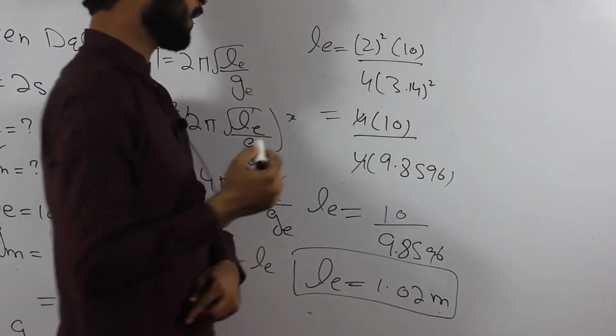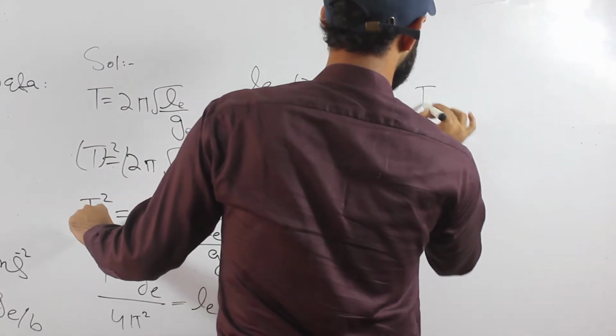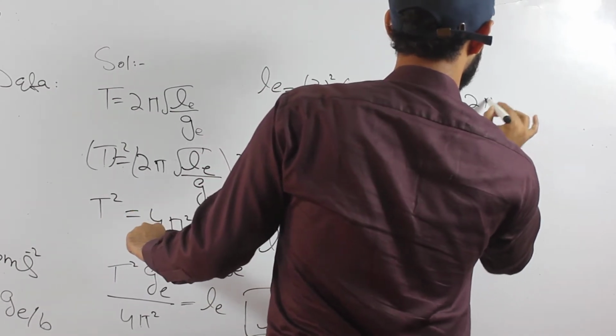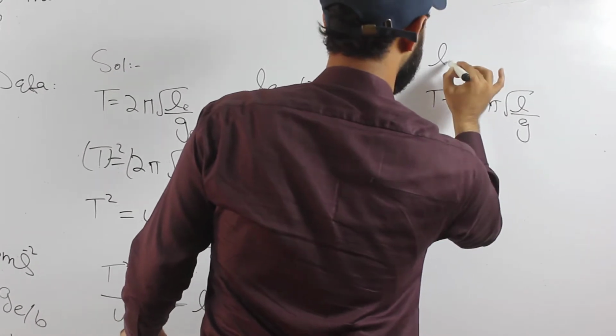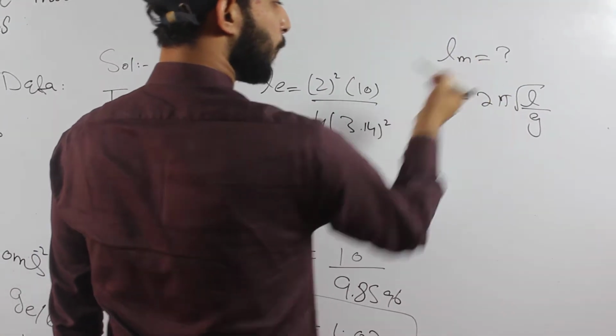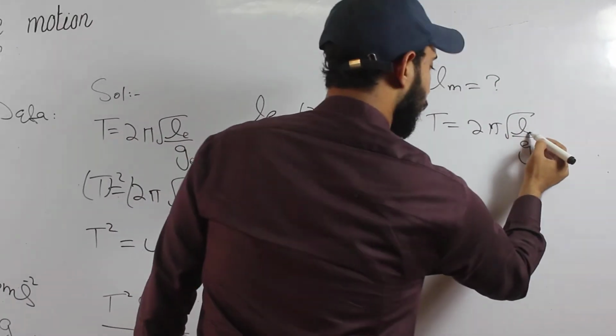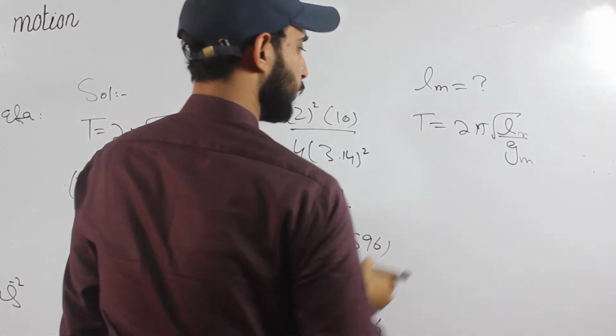So again apply the same formula, that is T equals 2π√(L/G). Now what we have to find here is the length on the moon. So whenever we find the length on the moon, put the m here and also apply the value of G on the surface of the moon.